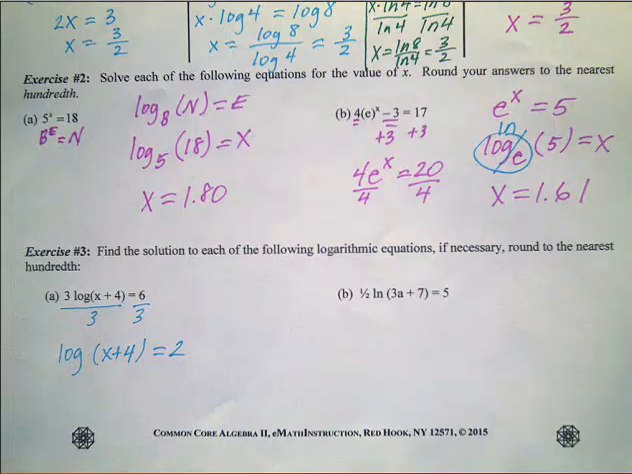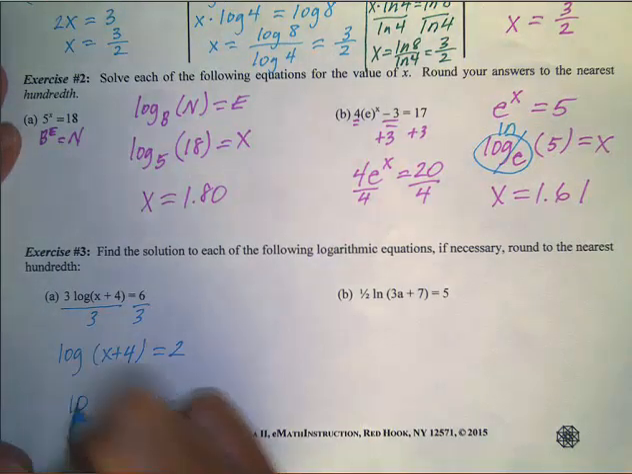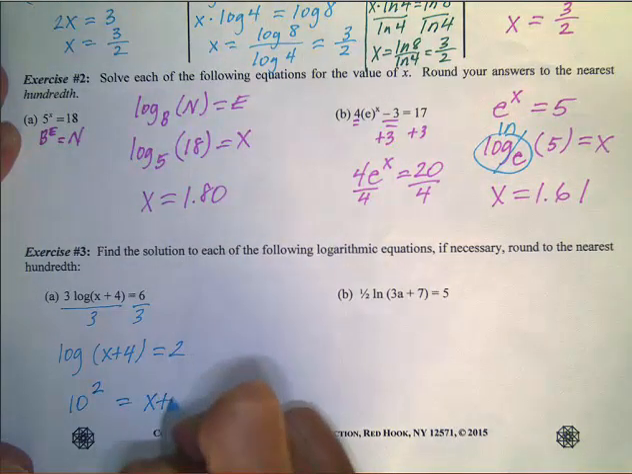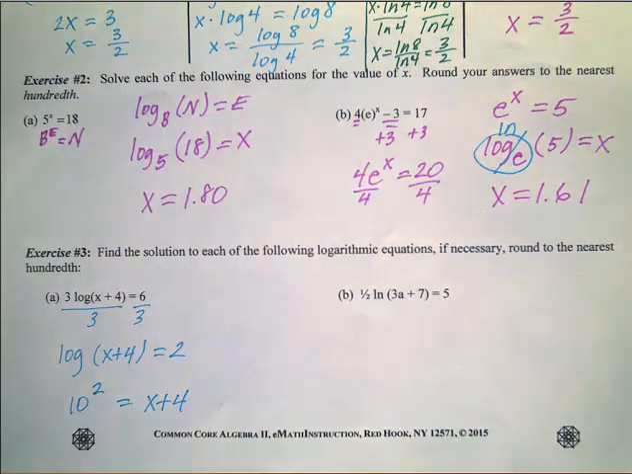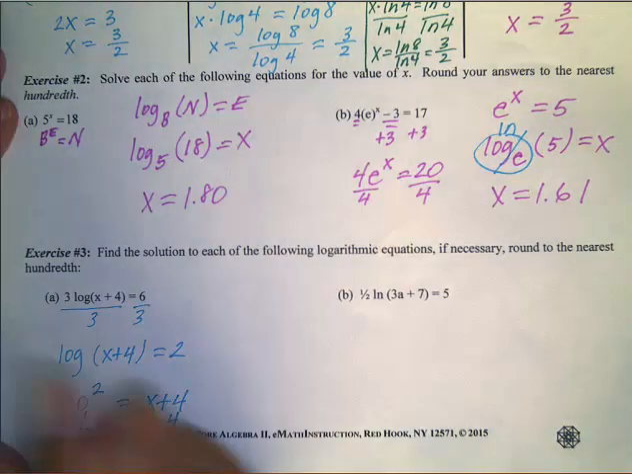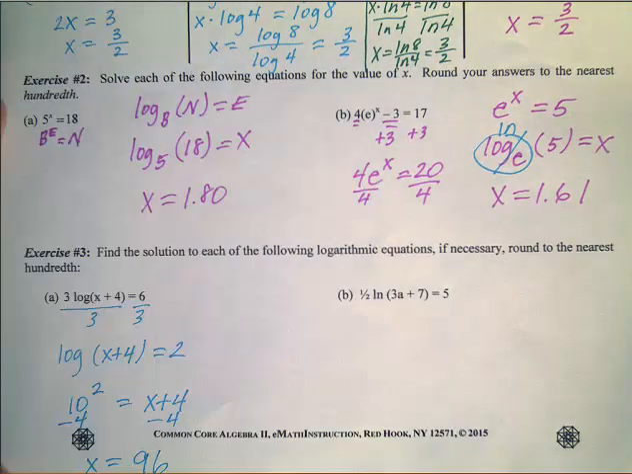So how do you undo a log equation? Well, how did we undo an exponent? We wrote it as a log. So how do you undo a log? You write it as an exponent. So this is log form. So I have to write this in exponential form. So my base is 10, my exponent is 2, and it equals x plus 4. So now I'm going to subtract 4. I'm going to put that all in the calculator, and I get x to equal 96.